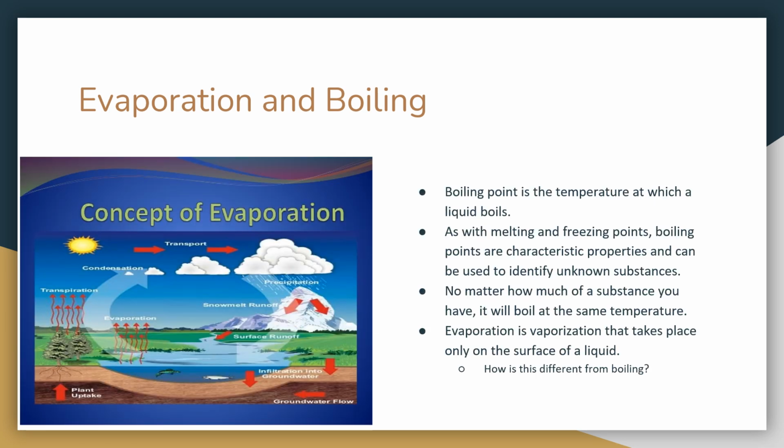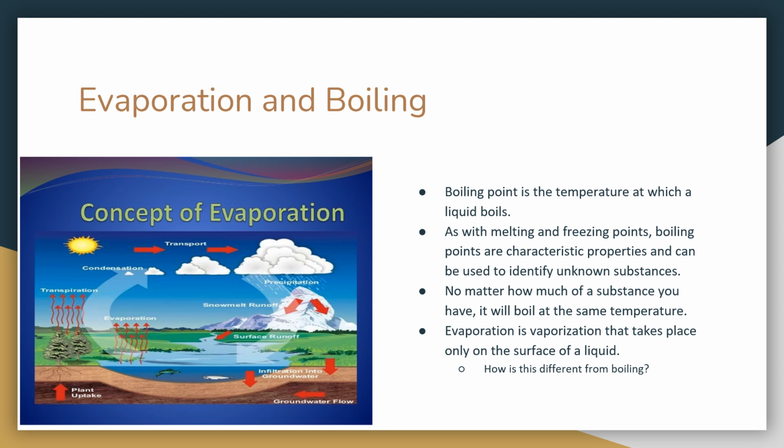Evaporation and boiling. Boiling point is the temperature at which a liquid boils. As with melting and freezing points, boiling points are characteristic properties and can be used to identify unknown substances. No matter how much of a substance you have, it will boil at the same temperature. Evaporation is vaporization that takes place only on the surface of a liquid.